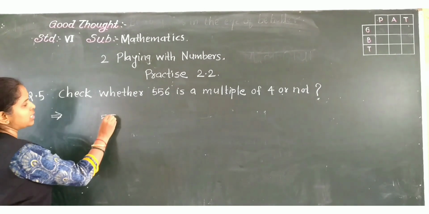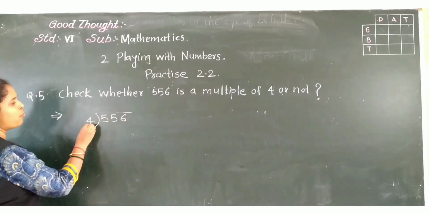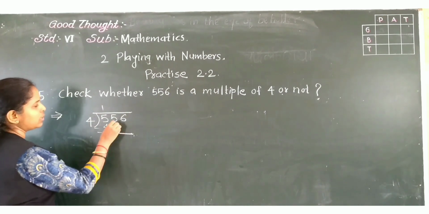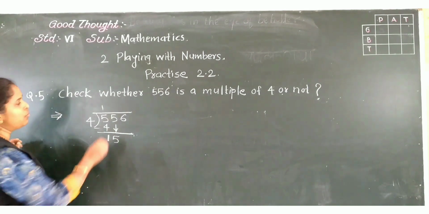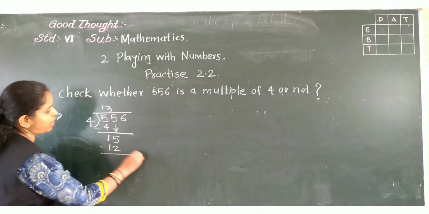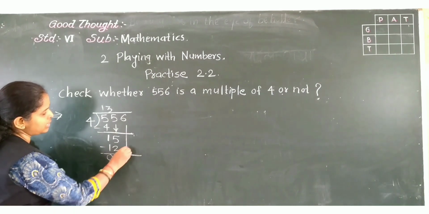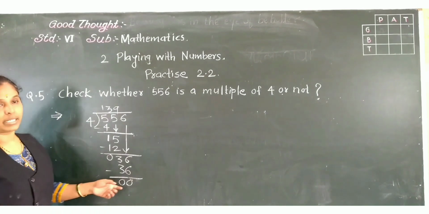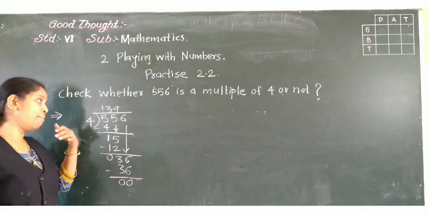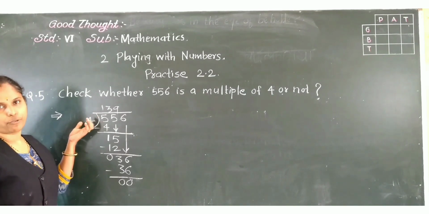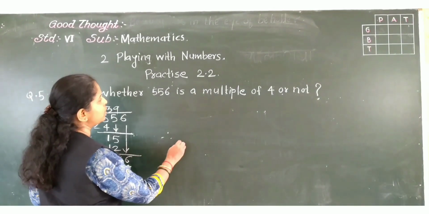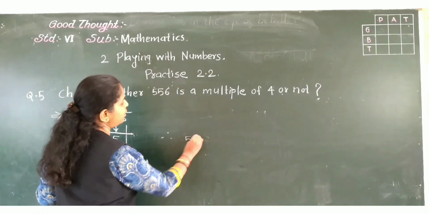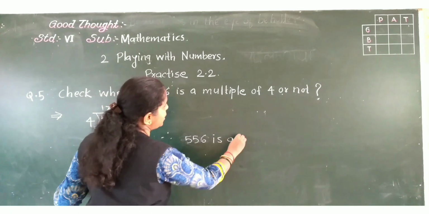See, 556 divided by 4. 4 ones are 4. 1. Take this 5 down. Okay. 4 threes are 12. 5 minus 2, 3. And take this 6 down. 4 nines are 36. See, look at the remainder. Is it 0? That means we could completely divide 556 by 4. So, therefore, 556 is a multiple of 4.